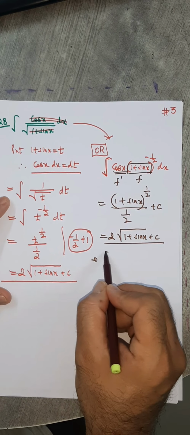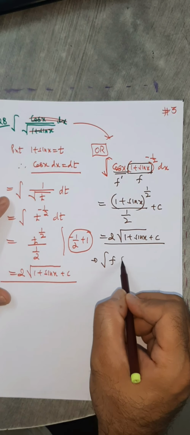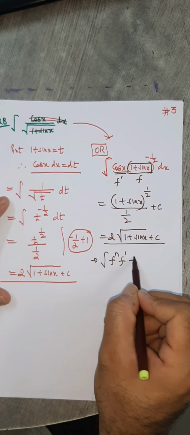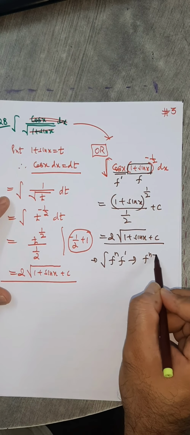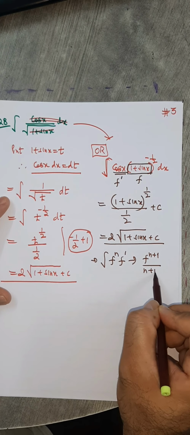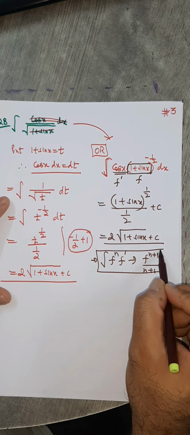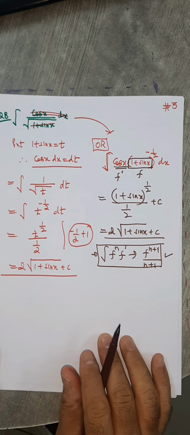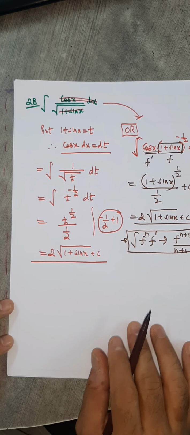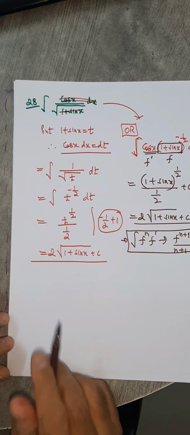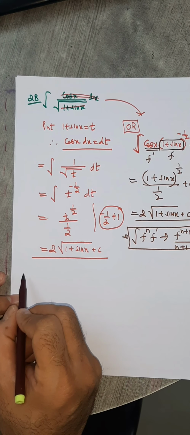You have used which formula here? Integral of f raised to n into f dash. It is nothing but f raised to n plus 1 upon n plus 1. This formula you have used here, remember. Okay. Now next question here. It's more or less same question.